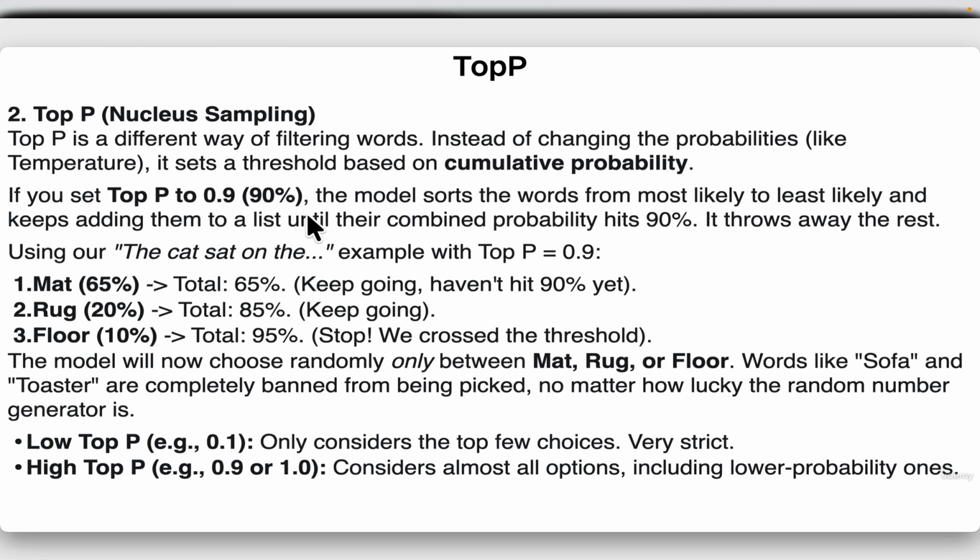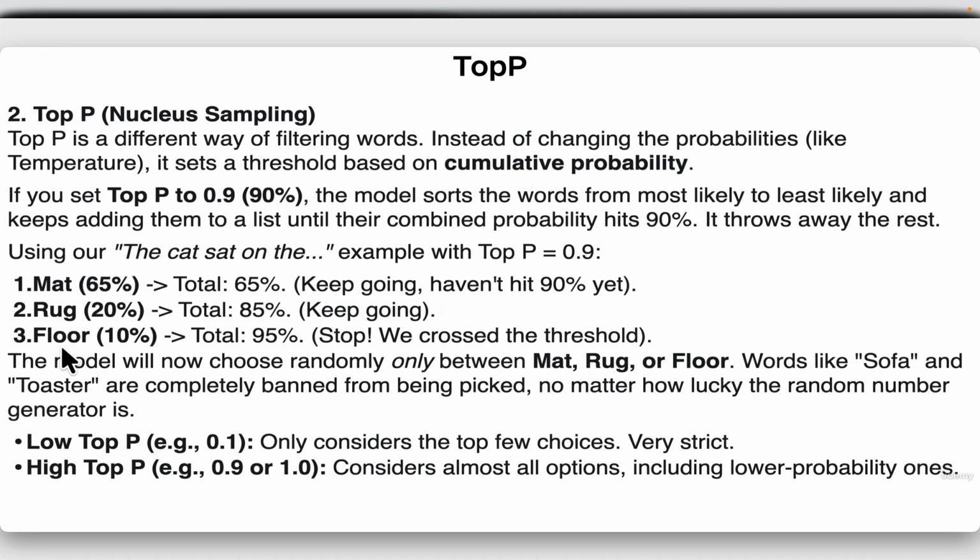So let's say we have set this parameter to 90%, and using our example, "the cat sat on the", and we have to fill in the blank. An example with top P 0.9: let's say "cat sat on the mat" has a 65% probability, so it will pick this word. But it will keep picking because it has to reach 90%. So keep going because we haven't hit 90% yet. Then it will pick one more. So this is like an array. It will pick mat and rug. Rug has, let's say, 20% probability, so it will keep adding. So in the array, mat and rug: 65 plus 20 is 85%. Still, we haven't reached the 90% target, so we'll keep adding the next word.